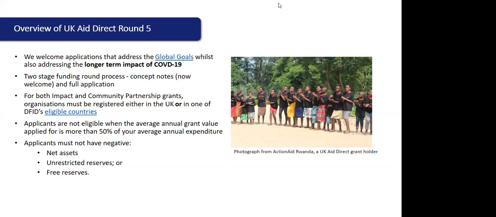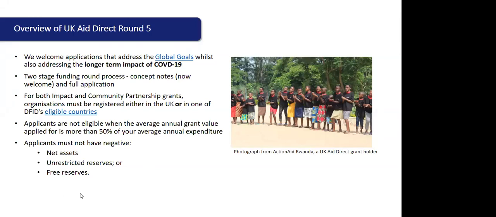So this is a 2-stage funding round process. The round is now open for concept notes, and those successful at this initial stage will be invited to the next stage, which is the full application stage. For both impact and community partnership grants, organisations must be registered either in the UK or in one of DFID's eligible countries. And you can find a list of all those eligible countries on the UK Direct website. So please do have a look at that list.